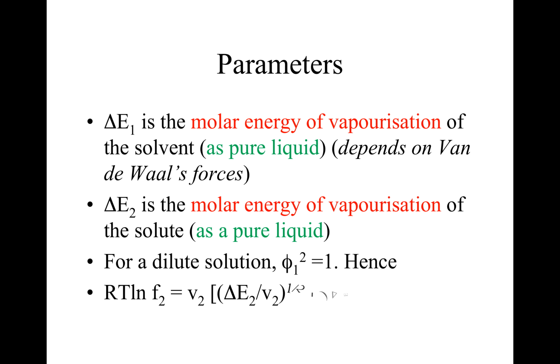Hence, the equation now becomes RT ln F2 = V2 [(ΔE2/V2)^(1/2) − (ΔE1/V1)^(1/2)]². It's Roman 2.